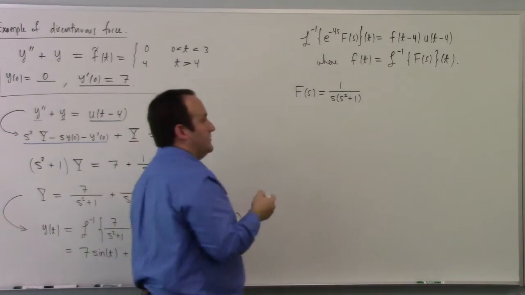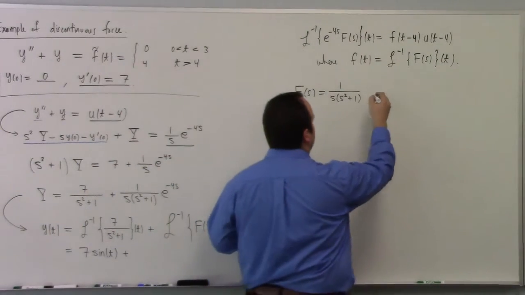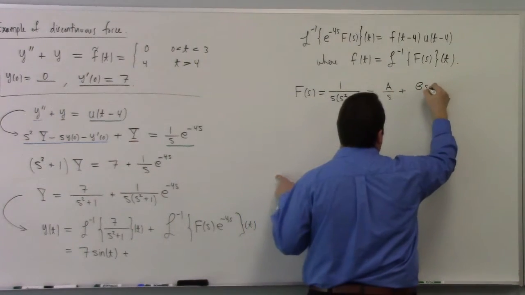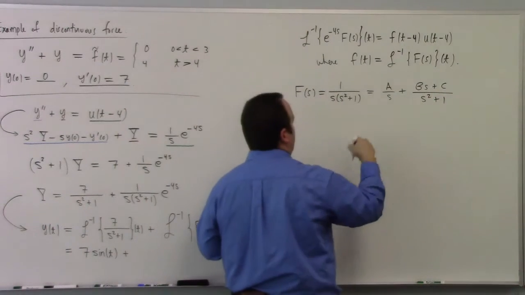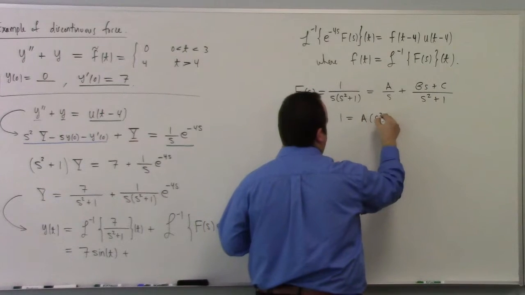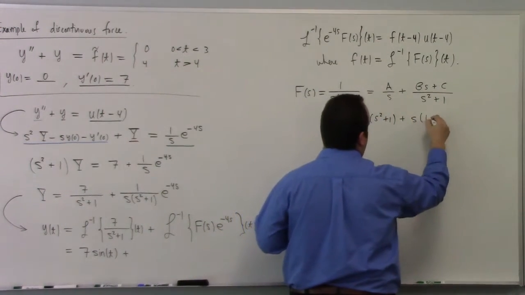It's this, right? We can't calculate the inverse Laplace transform of that just yet. We have to do partial fractions to convert it into a form that we can actually calculate the inverse Laplace transform of. So, usual song and dance, A over s plus Bs plus C over s squared plus 1. Multiply by the denominator both sides, you get 1 equals A times s squared plus 1 plus s times Bs plus C.